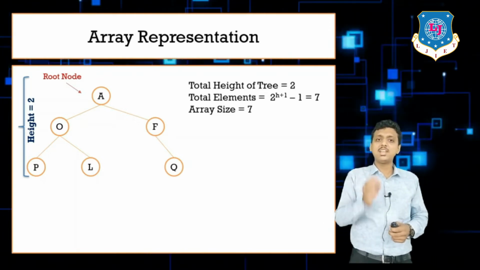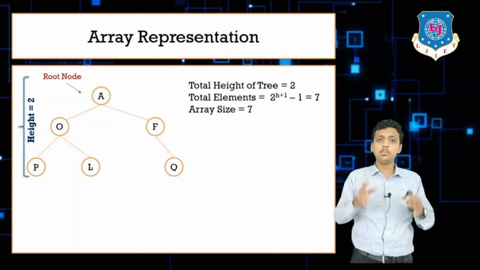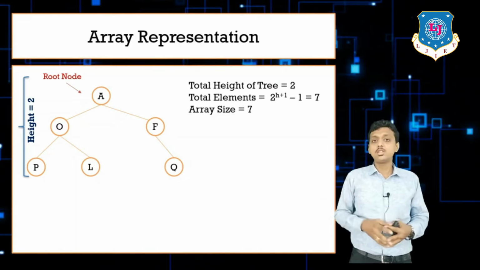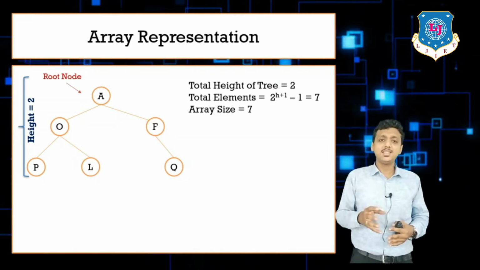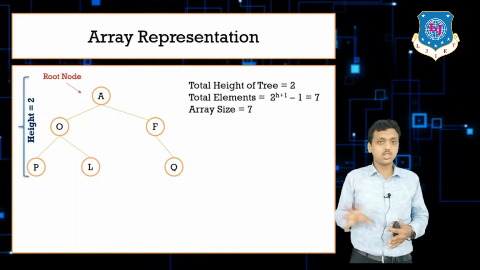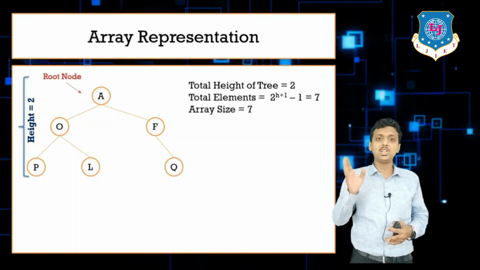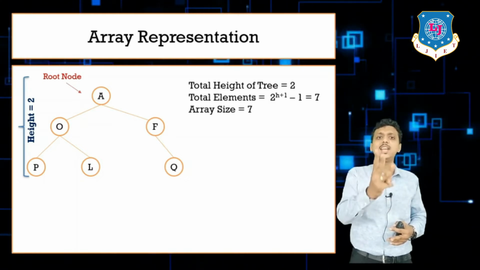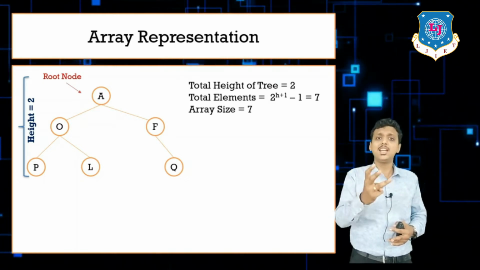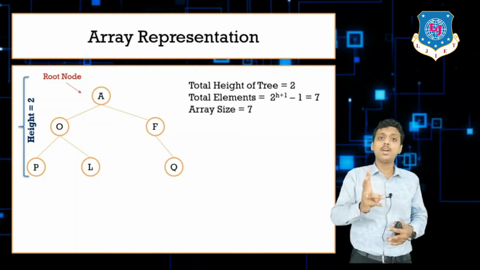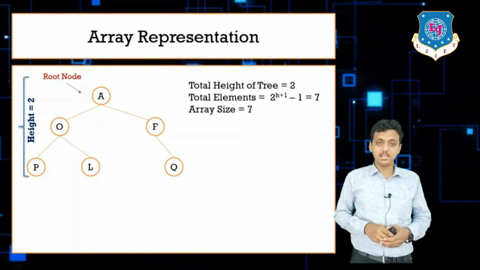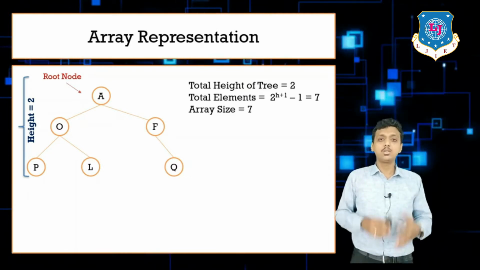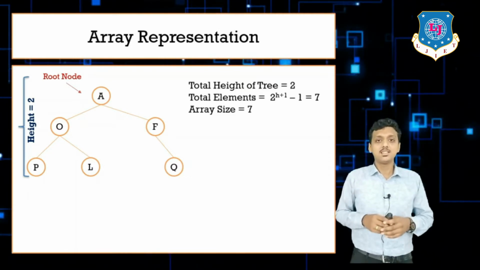So the very first step you need to do is make an array with a size of the total number of elements, because we already know that array is a fixed size data structure. You have to define it like integer a of 5, integer a of 10. Even if you want to use only 3 elements, you have to define the array with the maximum size limit. That's why here the height is 2, so I need to set the array with size 7.